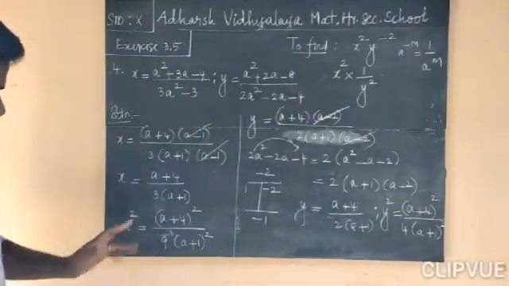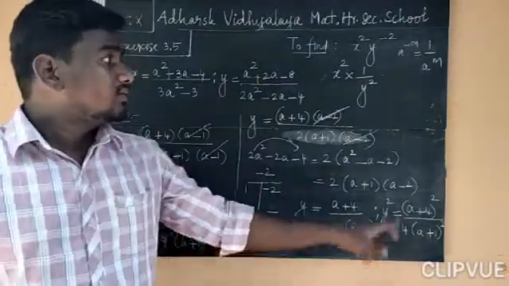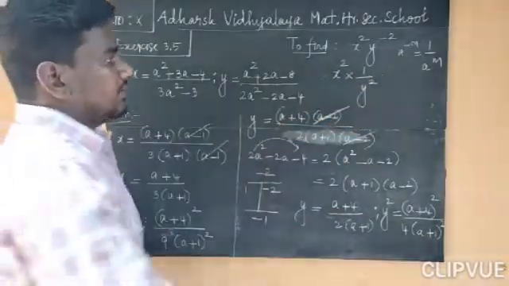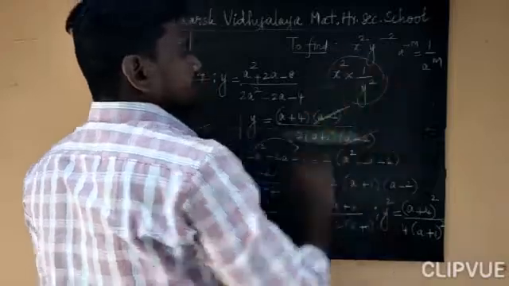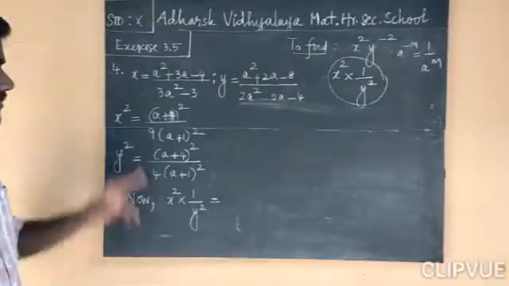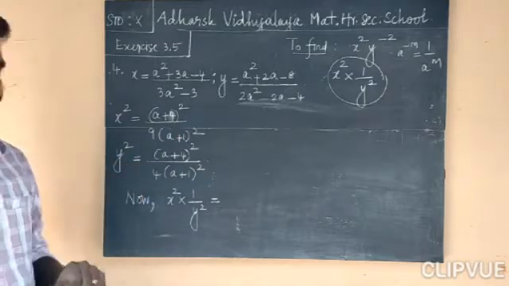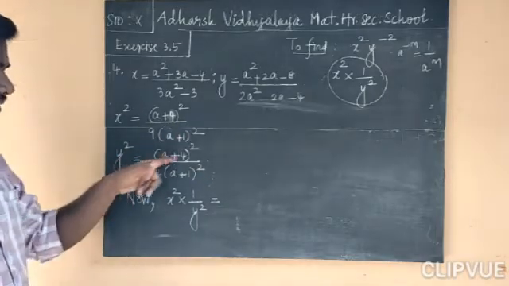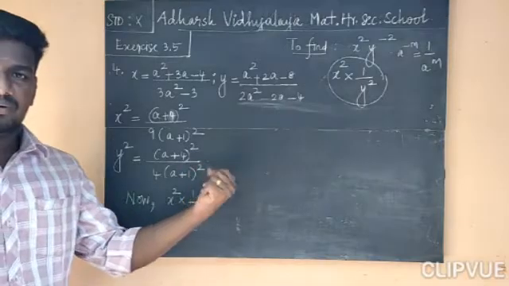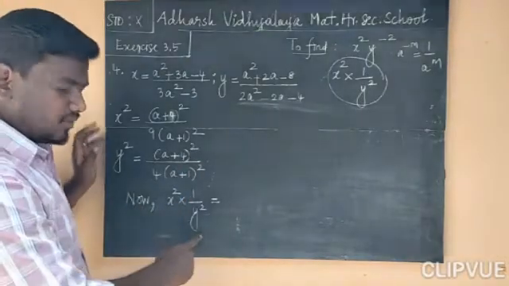So we found the result of x square and y square. So now I am going to substitute here. So x square equal to a plus 4 whole square divided by 9 into a plus 1 whole square. Similarly, y square equal to a plus 4 whole square divided by 4 into a plus 1 whole square. So now x square into 1 by y square.